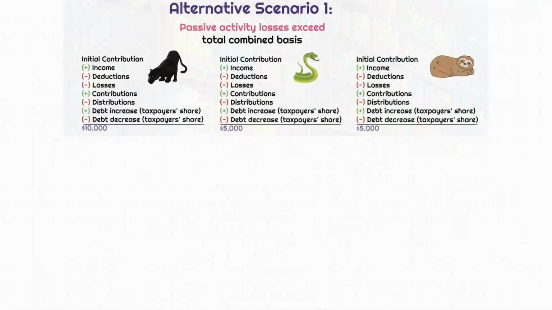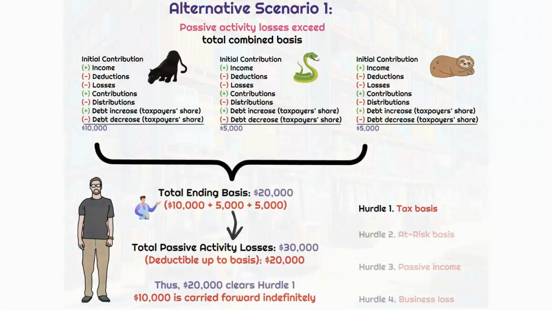All right, but what if there's a situation where the total passive losses exceeds Eli's combined tax basis? All right, so let's say in this case, the combination of basis across these 3 entities is $20,000. Right, Panther now has $10,000 in basis, and Snake and Sloth both have $5,000 each. So in this case, Eli's losses across these 3 entities exceeds the $20,000 in basis. So the IRS is saying, well, we're going to limit you, Eli, because you didn't even clear the first hurdle. So of the $30,000, so far you can only take $20,000 today.